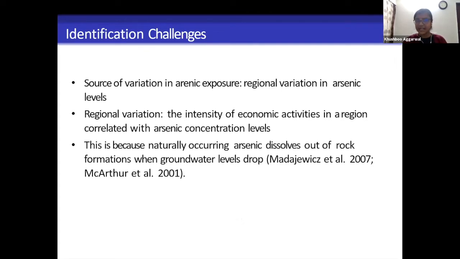Now, the identification challenge that we face here is that, unlike other studies which argue that the presence of arsenic is a naturally occurring process, it is not entirely true, since the intensity of economic activity in a region is correlated with arsenic concentration level. For instance, areas which are rich in agricultural activities tend to use more groundwater to irrigate their fields. As a result, there is a lowering of water tables, and thus a higher concentration of arsenic levels in those regions.